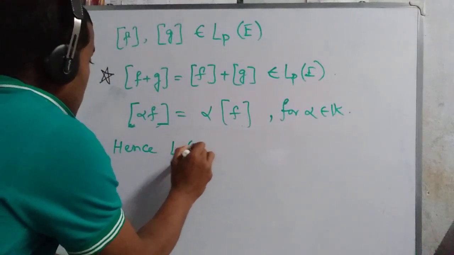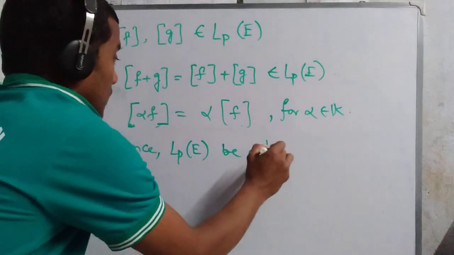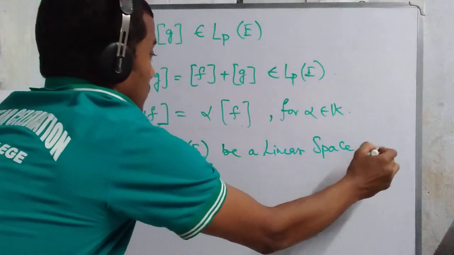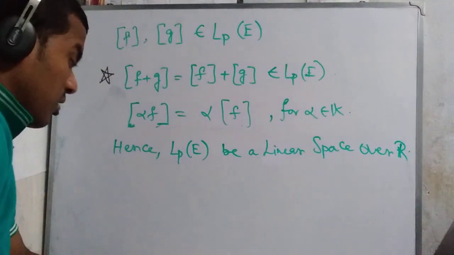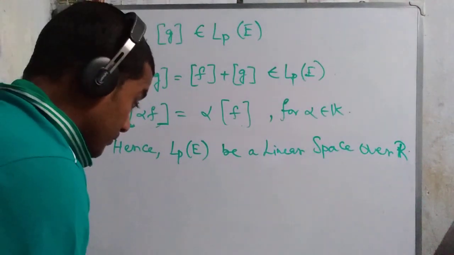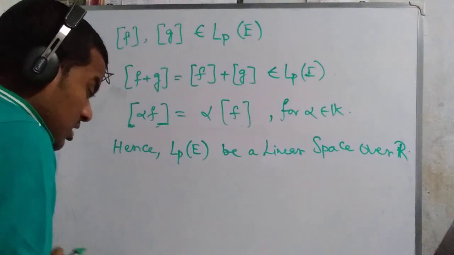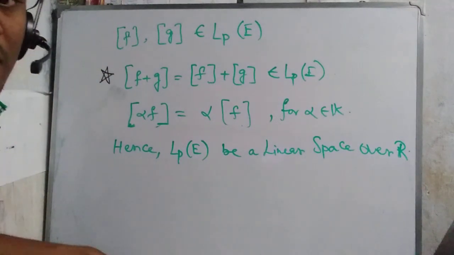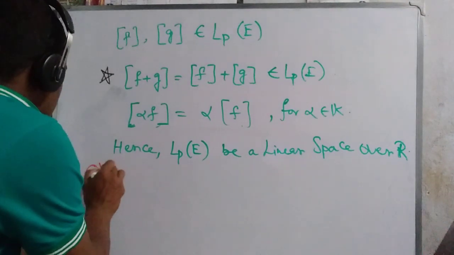Hence L^p(E) is a linear space over R. Okay. Now what happens? So some observations are needed here. Okay, we write it: observations.